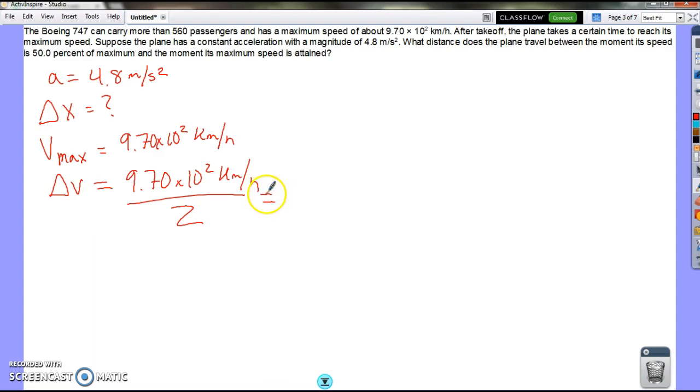While we're doing this, let's convert this to meters per second. So let's multiply it by 1,000 meters, divide by 3,600 seconds. So that gives us the velocity in meters per second, which is 1.35 times 10 to the 2 meters per second.